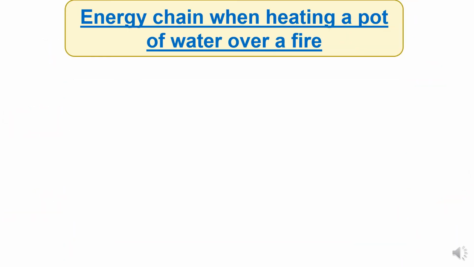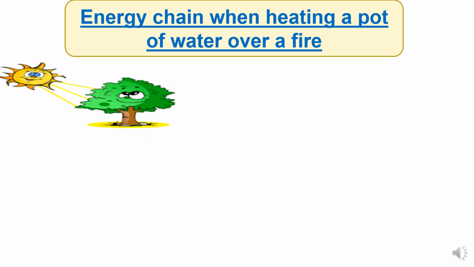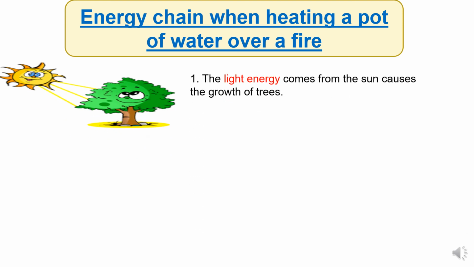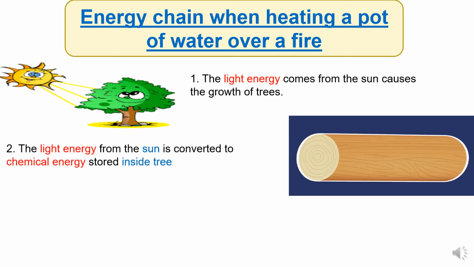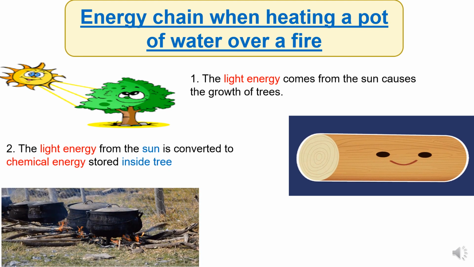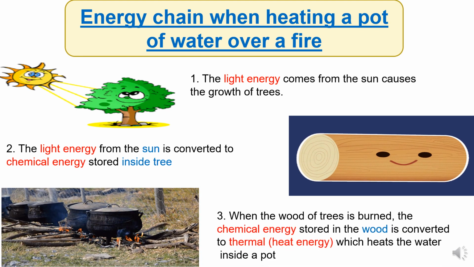What about the energy chain when heating a pot of water over a fire? Super! The light energy comes from the sun, stored as chemical energy inside the plant. Then the wood is burned, so the chemical energy stored in the wood is converted to thermal energy, which heats the water inside a pot.